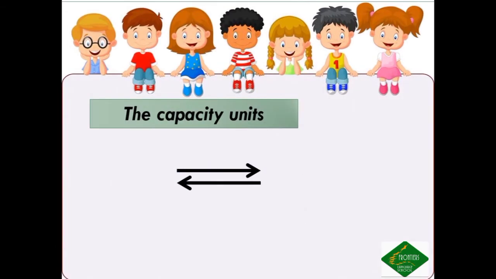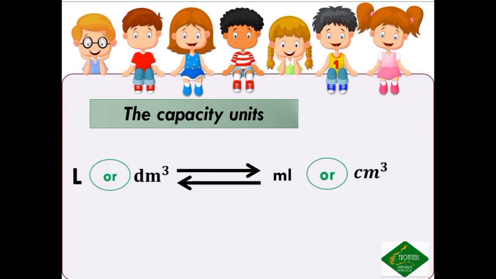The capacity unit. You know, the unit of capacity is liter. And we have another nickname for liter, it's called cubic decimeter. And milliliter has another nickname, it's called cubic centimeter. So liter and cubic decimeter are equal, and milliliter and cubic centimeter are equal. If I want to convert from liter to milliliter, I multiply by 1000. And from milliliter to liter, I divide by 1000.